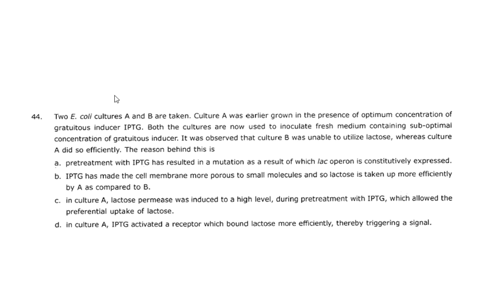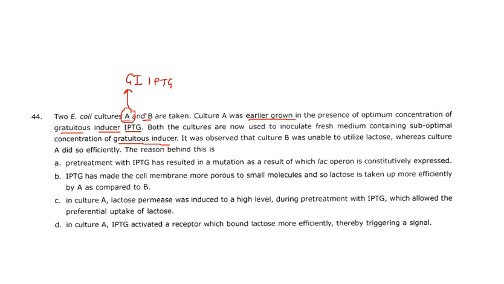Next question is two E. coli cultures A and B are taken. Culture A was earlier grown in the presence of optimum concentration of gratuitous inducer IPTG, and both the cultures are now used to inoculate fresh medium containing suboptimal concentration of gratuitous inducer. So culture A was earlier grown in presence of optimum concentration of gratuitous inducer IPTG.